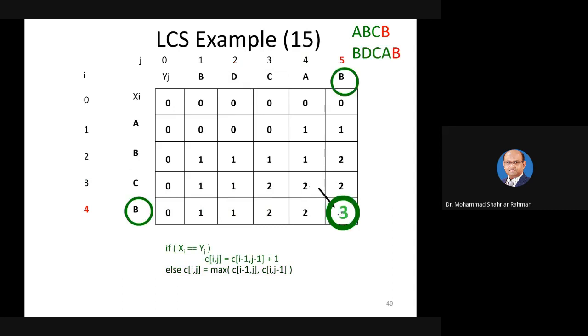And finally we have found it. So we have reached the end of the table, and this 3 gives us the length of the longest common subsequence. As of now, we don't know the elements of this common subsequence. However, we just know that 3 is the length of LCS. We cannot have more than 3 elements.